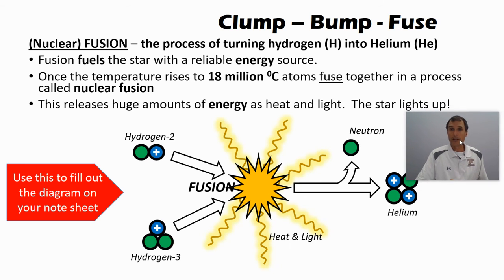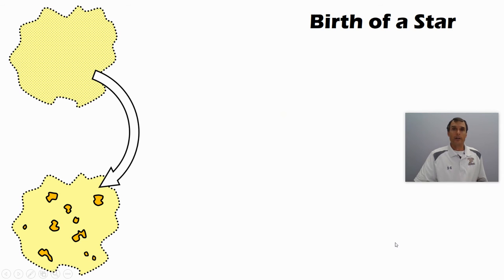Make sure that you fill out this information on your diagram, on your notes there, and fill in all the blanks. But that's the process. We have clump, we have bump, and then we have fuse. And essentially that last one, fusion, is how we end up with stars producing energy. And it only happens when the temperature gets really hot in the core of a star. All right, so how exactly do we get stars in the first place? What leads to their formation? Well, let's take a look at that, okay?